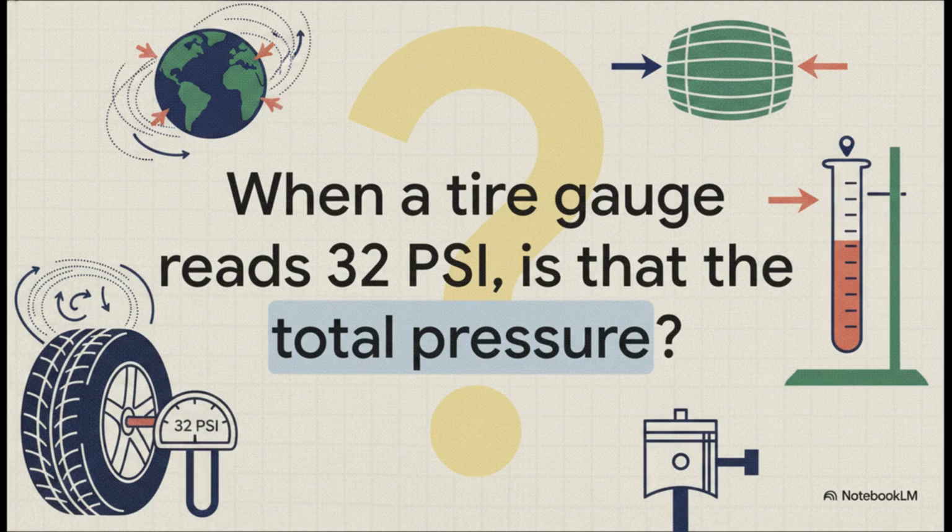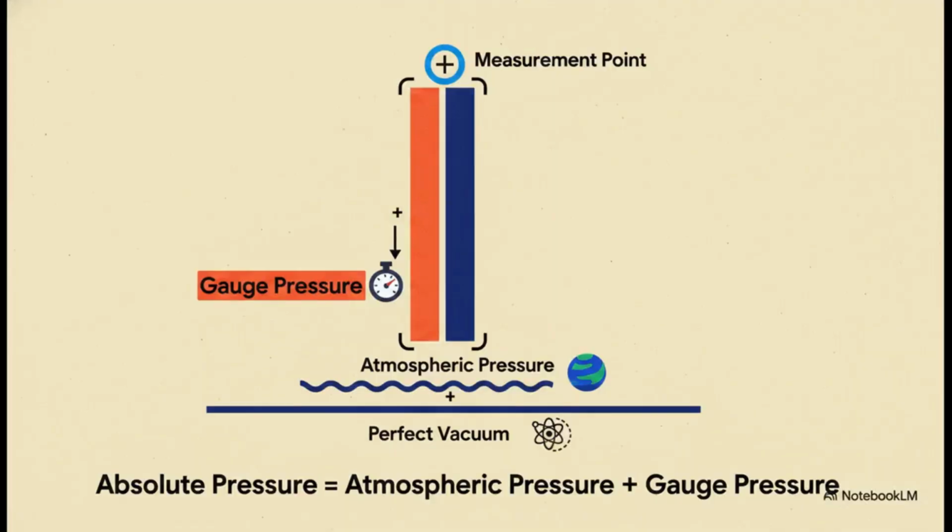The answer is no, because that little gauge you're using is designed to completely ignore the pressure from the atmosphere that's already pushing on everything, everywhere, all the time. This leaves us with 2 different kinds of pressure. The number on your tire gauge, that's called gauge pressure. It's always measured relative to whatever the atmospheric pressure is right now. But the real total pressure inside that tire, that's absolute pressure. And that's measured from a true zero, from a perfect vacuum.